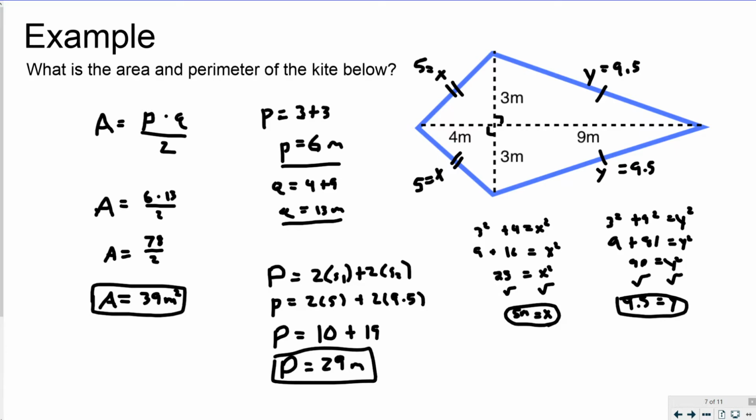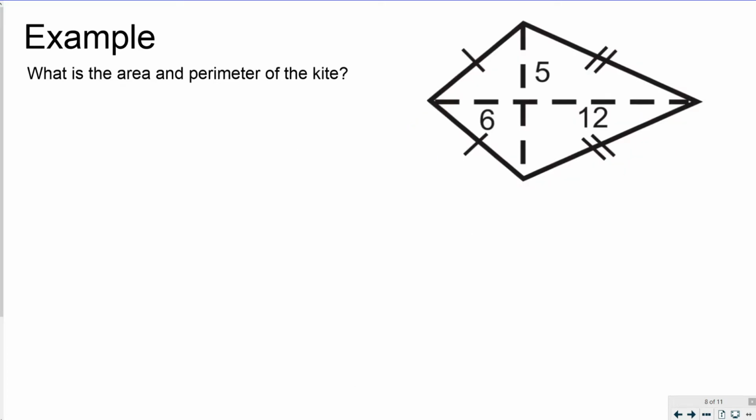Okay, so that was area perimeter of a kite. Here, again, another area perimeter of a kite. I'm going to have to flex and use some extra properties of kites from Unit 6. The first property of kites that we know of is that this small segment here is equal to this small segment here. So I can put a 5 right down here.